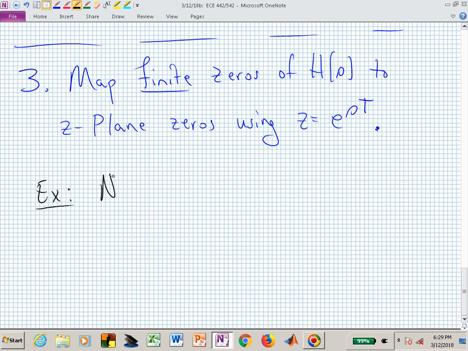As an example, suppose the numerator was some K, S plus B. What's the zero factor going to look like in the z domain? The gain's probably going to be different, so I'll say K bar, but what's the factor going to look like?